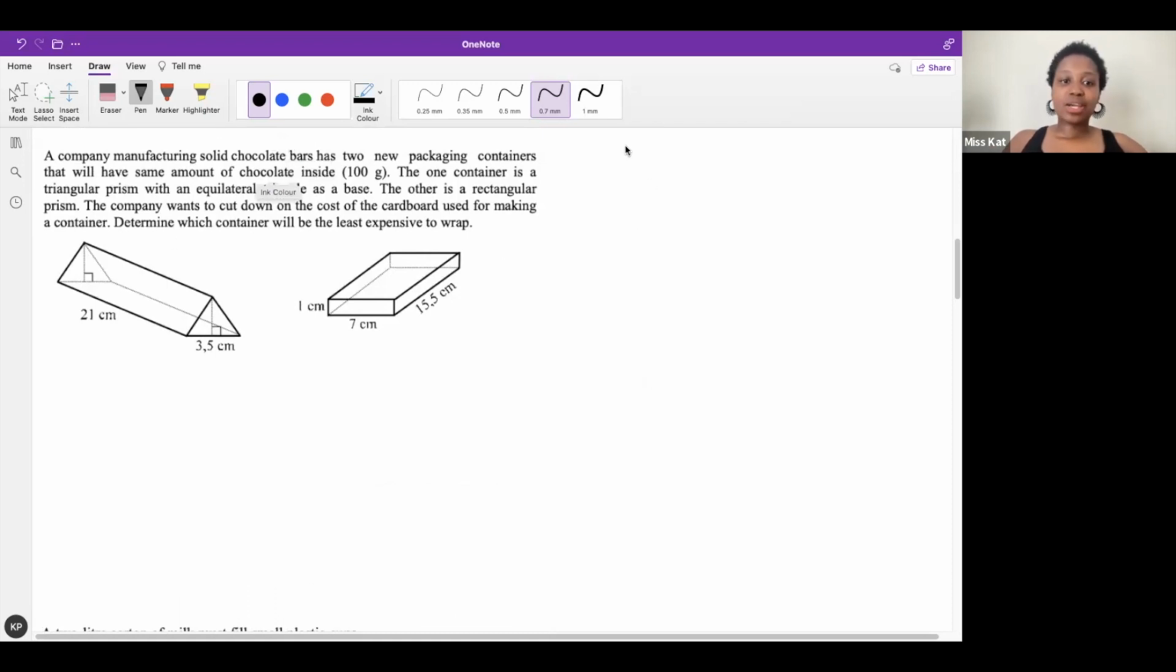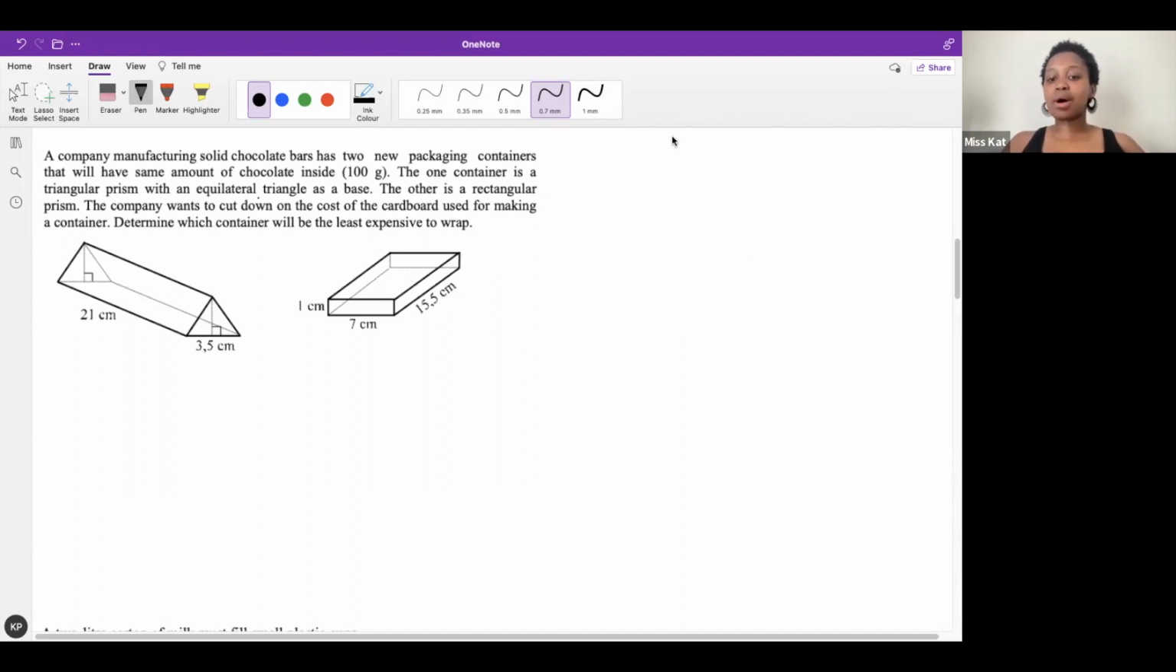Okay. So a company manufacturing 2 solid bars. Did we do this before? It looks very familiar. I don't think we did though. They'll have the same amount of chocolate inside, which is 100 grams. The one container is a triangular prism with an equilateral triangle as a base, and the other is a rectangular prism. The company wants to cut down on the cost of the cardboard used. Determine which container will be the least expensive to wrap.